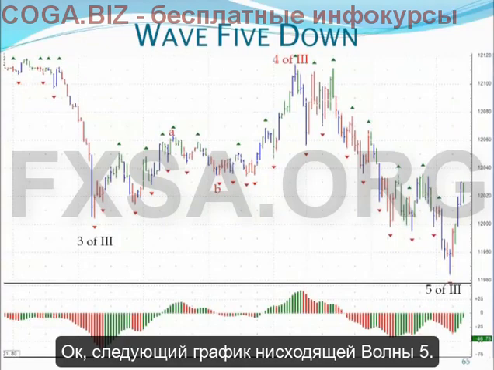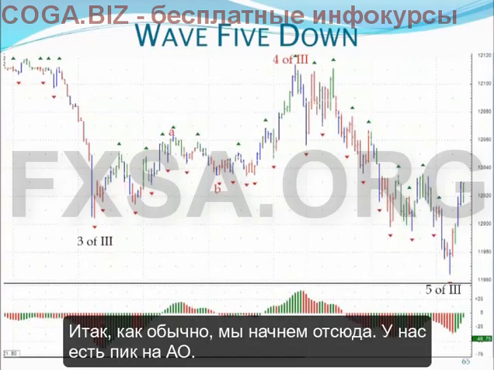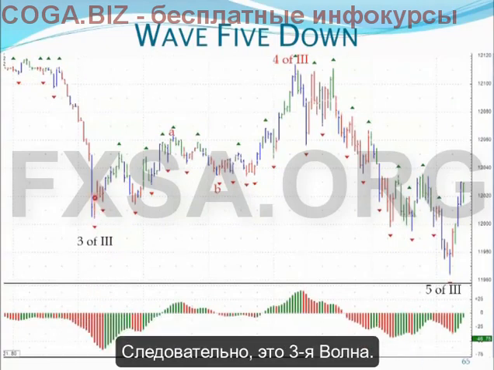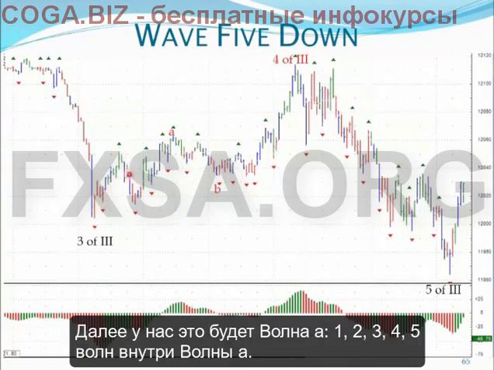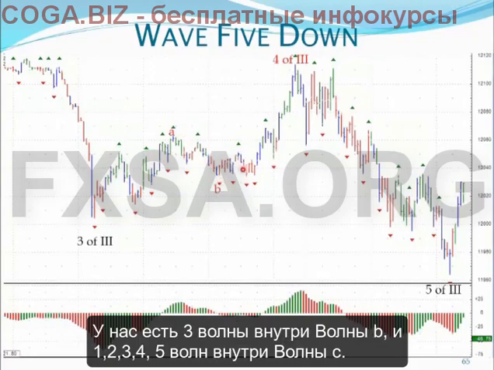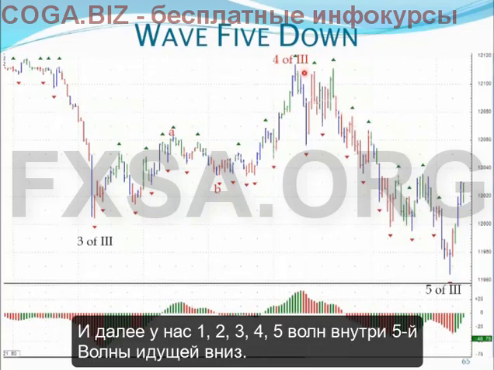Okay, next, 5-wave down chart. So again, we're going to start here. We have a peak on the AO, so that's our third wave. Then we have an A, 5-wave A, 1, 2, 3, 4, 5 waves of A. We have a 3-wave B and a 1, 2, 3, 4, 5 waves of wave C. And then we have 1, 2, 3, 4, 5 waves of the 5th wave coming down.